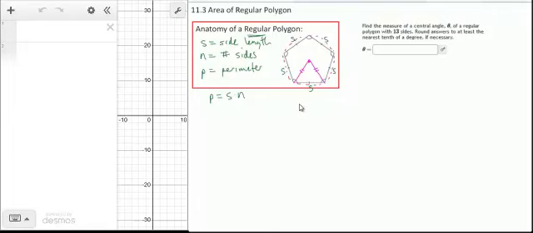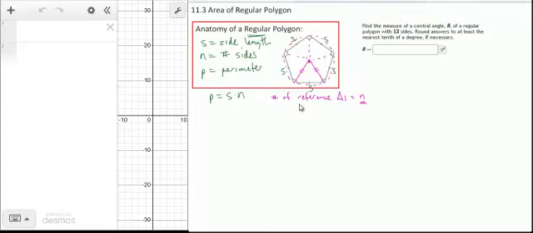First, whatever the number of sides is, there are that many reference triangles. I will refer to these as reference triangles. The reference triangles are isosceles, and the number of reference triangles is also going to equal the number of sides, n.